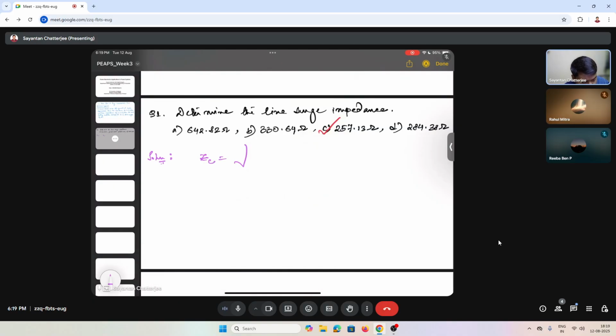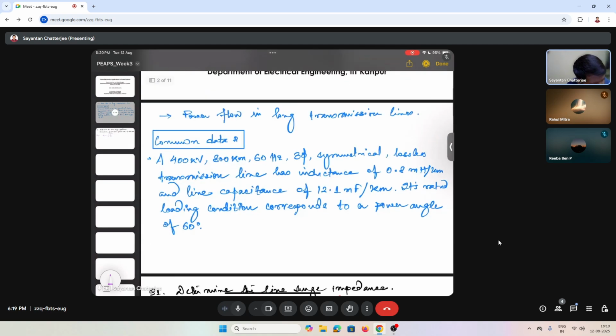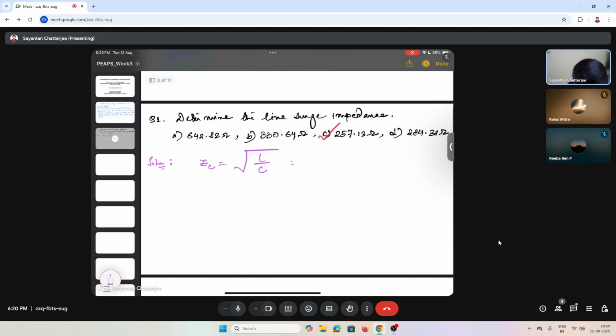So ZC is root under L by C. So L and C are given, right? L and C are given: 0.8 milli and 12.1 nano. So one is milli and the other is nano. So directly we can write 0.8 into 10 to the power minus 3 and this one is 12.1 into 10 to the power minus 9. If you solve, you will get this answer, 257.17. Simple problem.